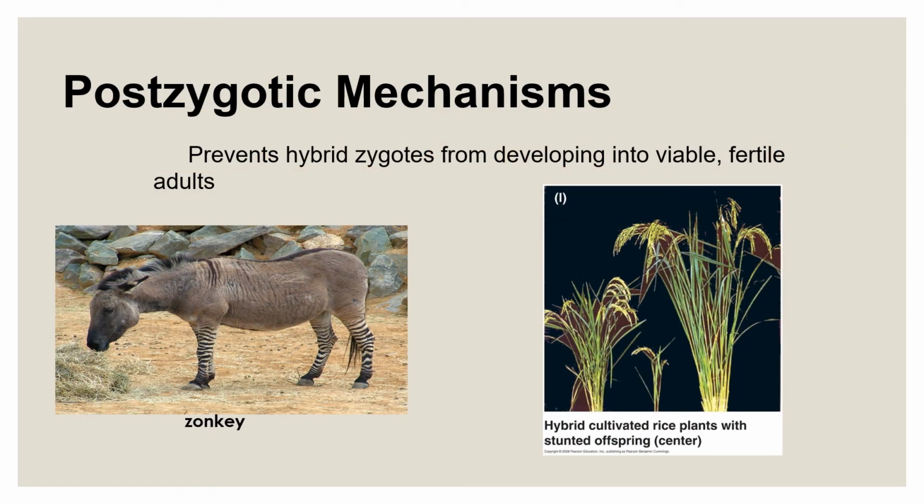Another mechanism is what we call the postzygotic mechanisms. This prevents hybrid zygotes from developing into viable fertile adults. Example is when we breed zebra and donkey and we produce zonkey. Zonkey is infertile. Another example is the hybrid rice plants. The first generation hybrids are viable and fertile. Offspring of hybrids are feeble or sterile.